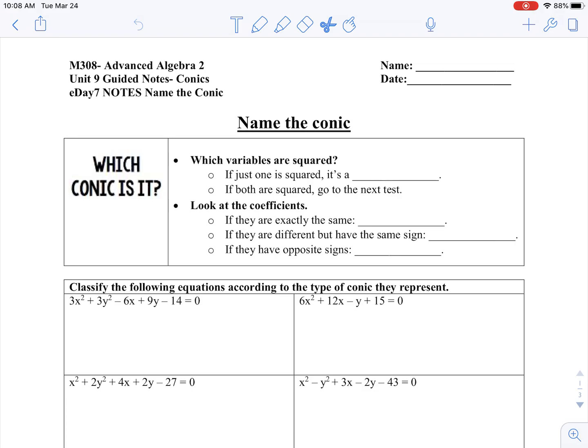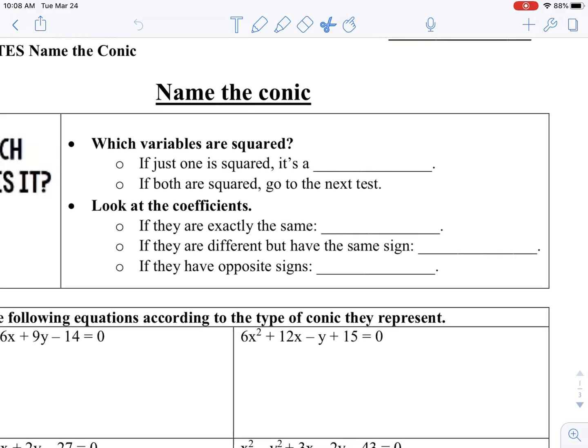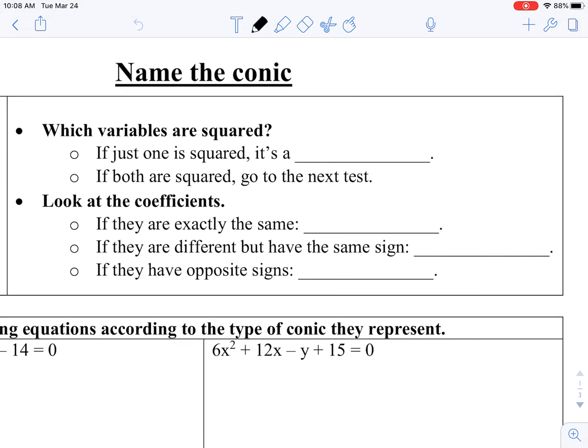So naming which conic it is, first thing you want to look at is which variables are squared. If it's just one variable that's squared, then it is a parabola. The next thing to look at are the coefficients. If you have both an x squared and a y squared, if you look at the coefficients, if they're exactly the same, it's a circle if there's a plus sign in between the x squared and the y squared. If they have different coefficients but the same sign, then it's an ellipse.